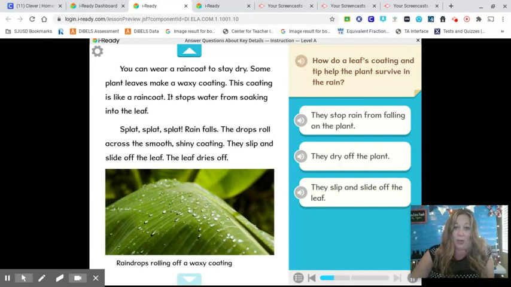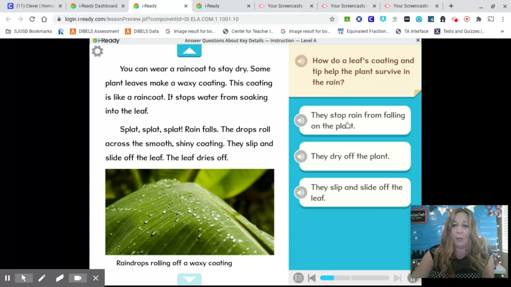Okay, so let's go to the second paragraph and let's go back into the text. It does take work to be a good reader. Splat, splat, splat, rain falls. So far, do any of these words help us? No. The drops roll across the smooth, shiny coating. They slip and slide off the leaf. Okay, I see that choice over here, but I don't know if that's talking about helping the plant. The leaf dries off. So which one is helping?